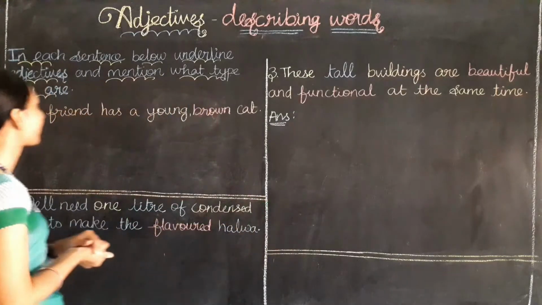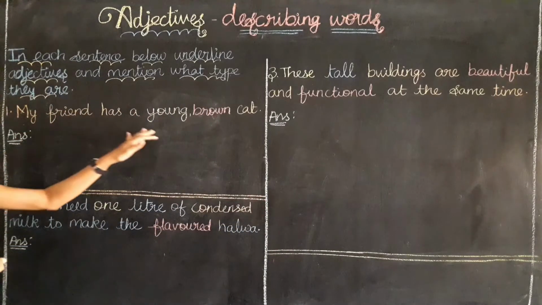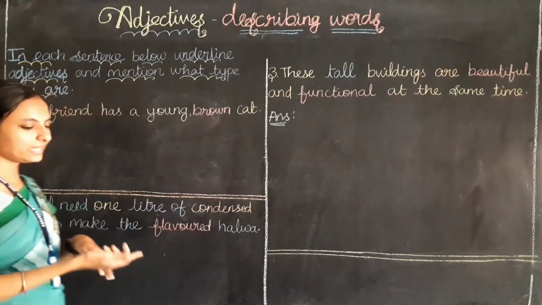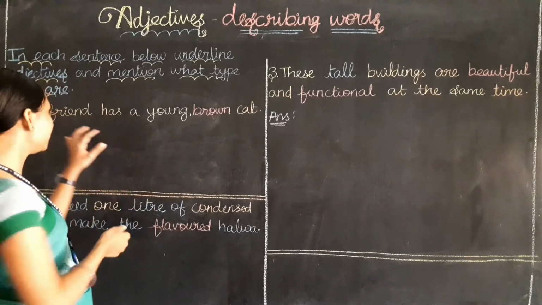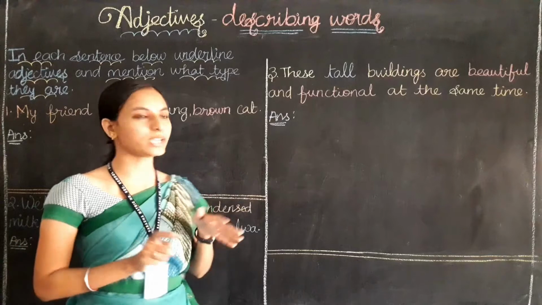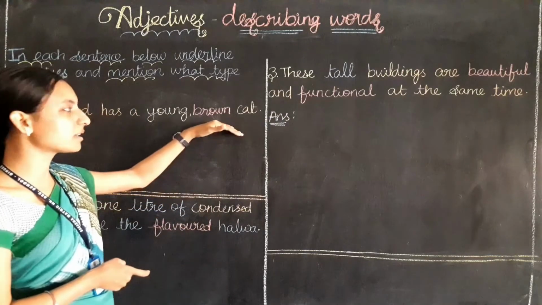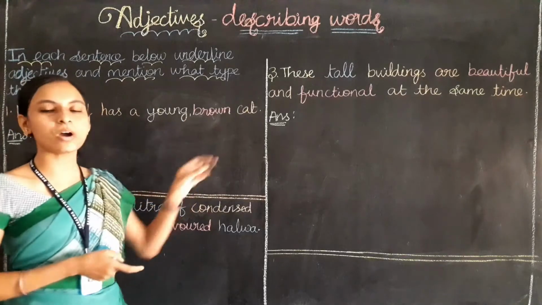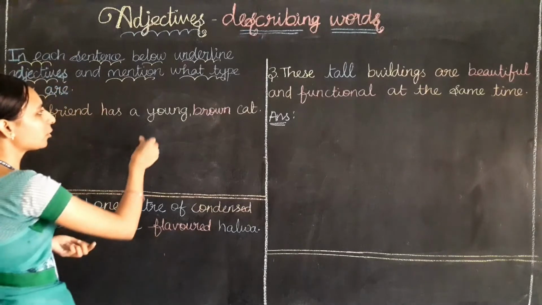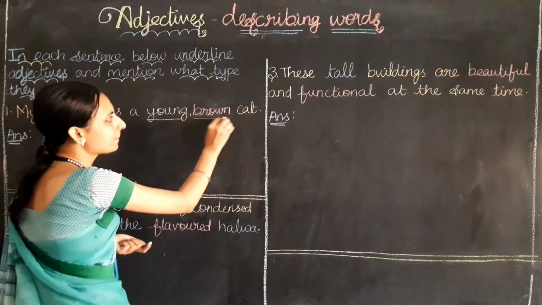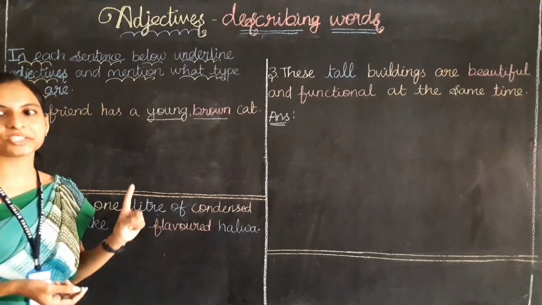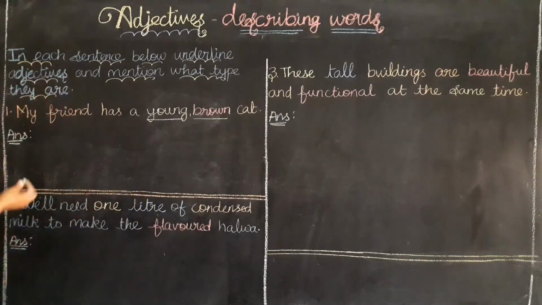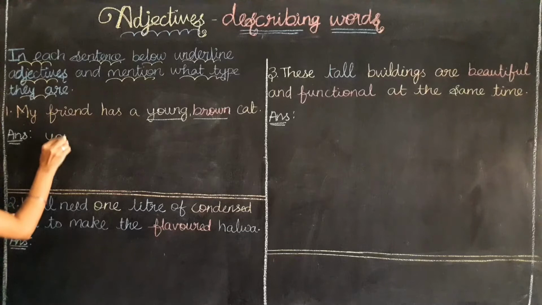Okay, first question: my friend has a young brown cat. My friend has a young brown cat. Here what are the adjectives? So here my friend and cat are the nouns. Here this sentence describes the cat, that cat is young and brown. So these two are the adjectives. So that is what I am going to underline, that is young, brown. Young and brown are the adjectives. Now we are going to write which type of adjective it is. So let me write the first one, that is young.